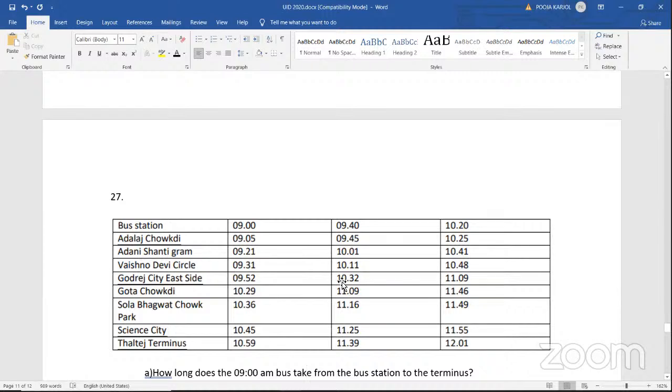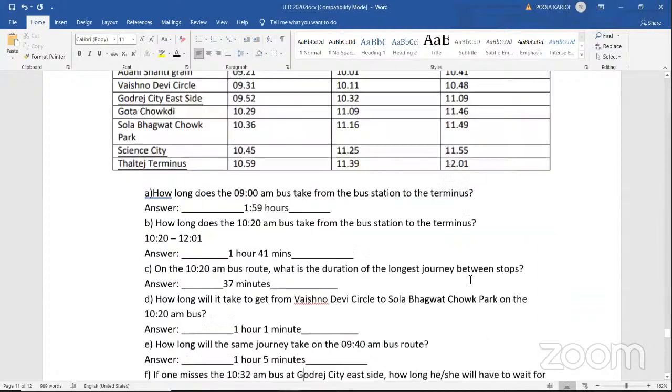27 minutes. Really? 37, you said? Okay. Yeah, so if he's standing at this place, Godrej City side, he misses the bus. So assuming he reaches just after the bus leaves at 10:32, next bus will come at 11:09. So 10:32 to 11:09, you'll get a 37 minute gap. He has to wait for 37 minutes.